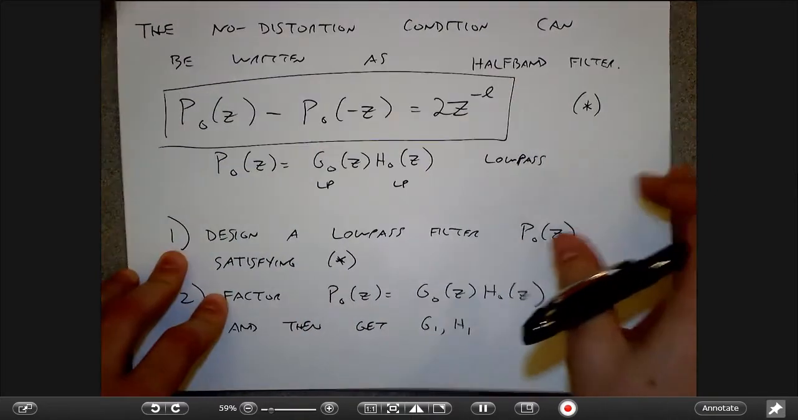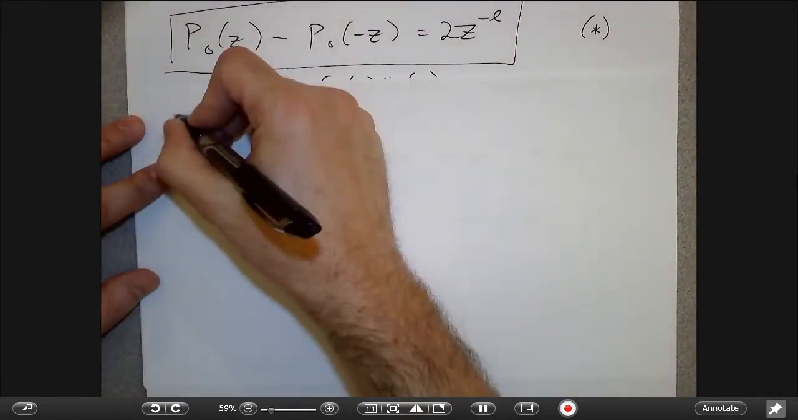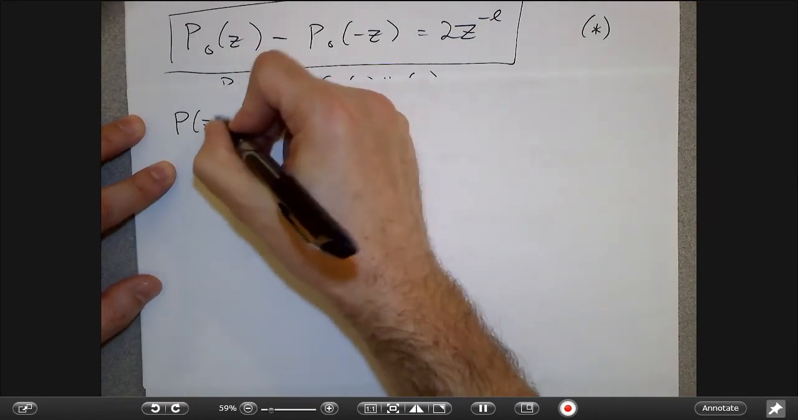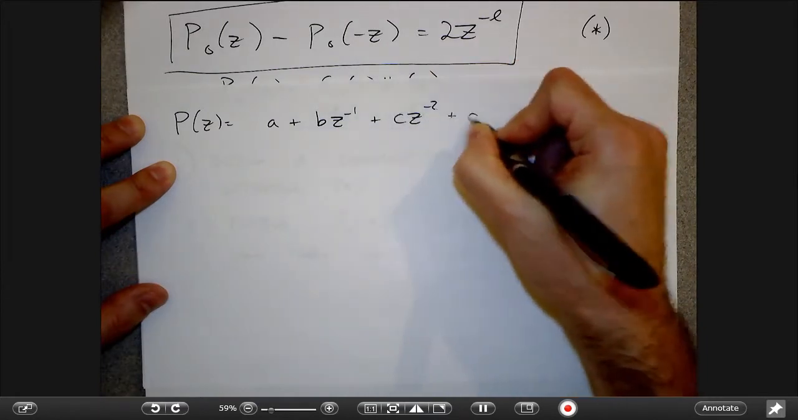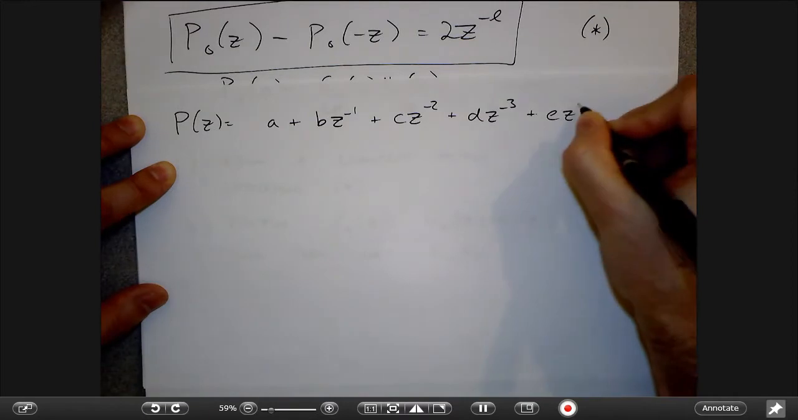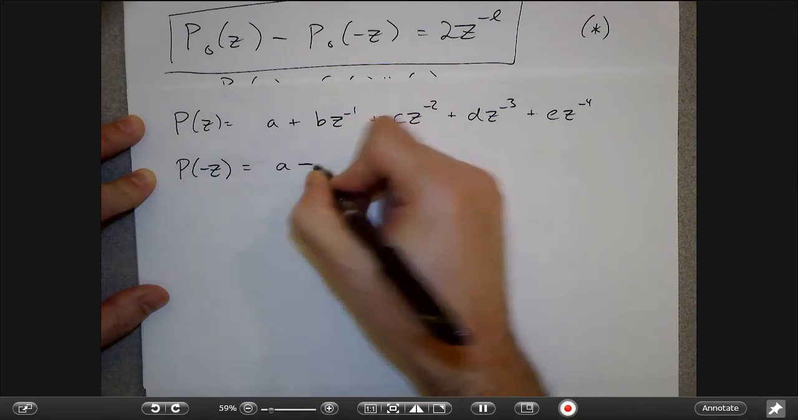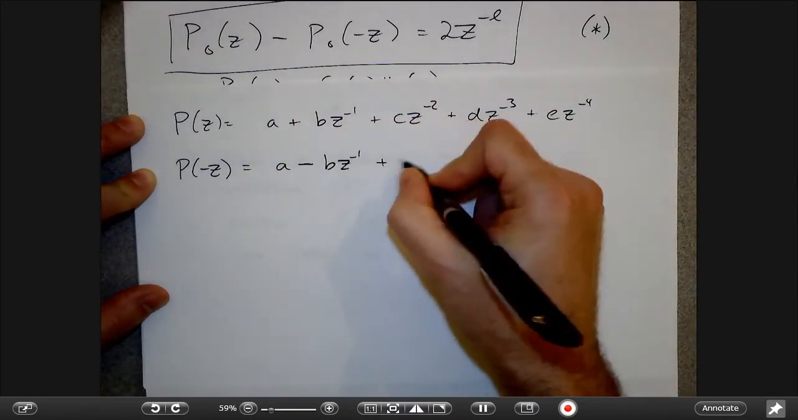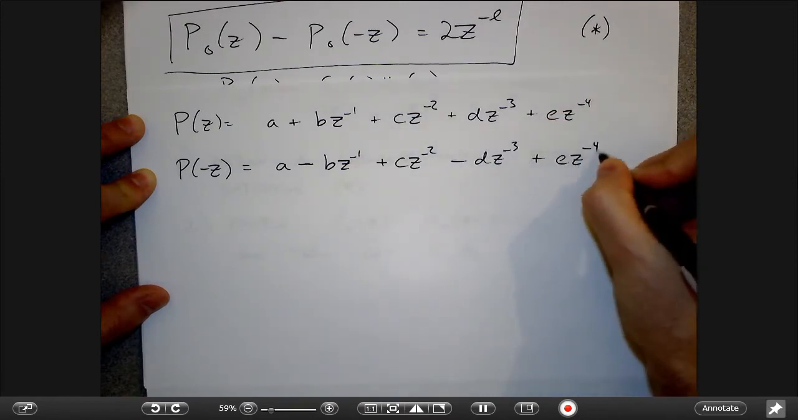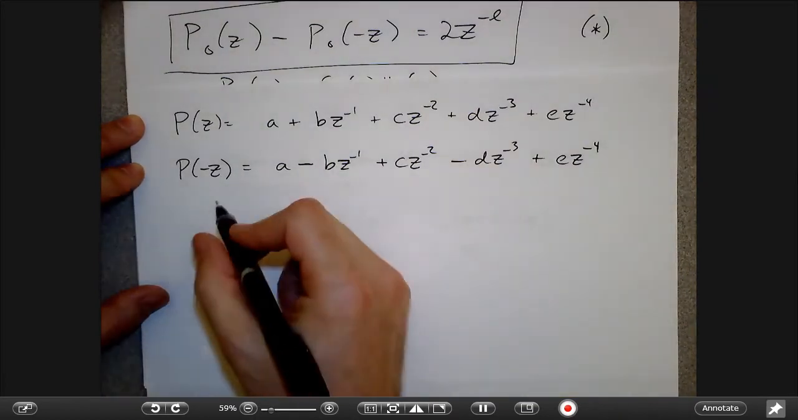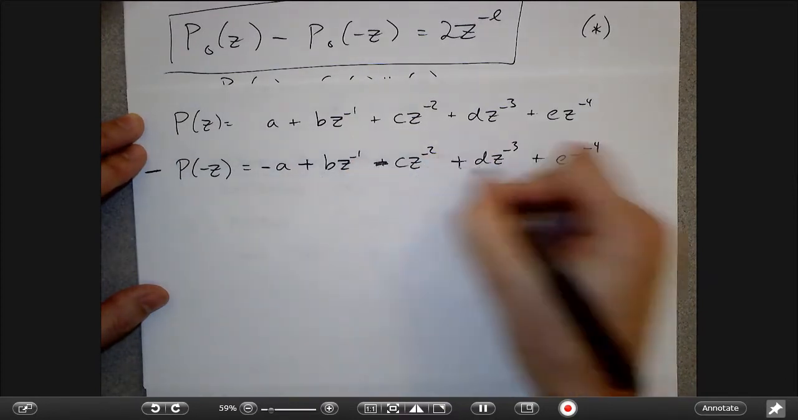Okay, so let me just do a quick example. Let's suppose that I have some generic thing. Suppose I have P of Z equal to A plus BZ inverse plus CZ inverse like this. And then what is P of minus Z? Well, it's going to be A minus BZ inverse plus this. So basically that's going to flip the odd valued things because of the evenness. And so if I subtract these two things, then I'm going to get like this.